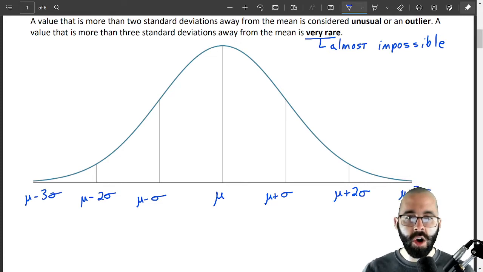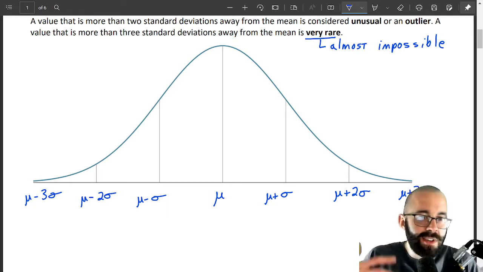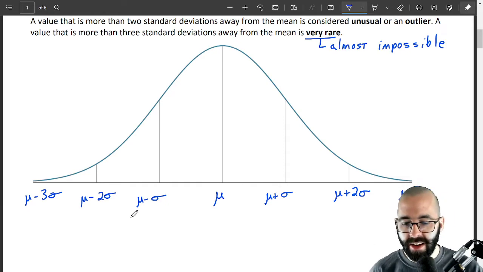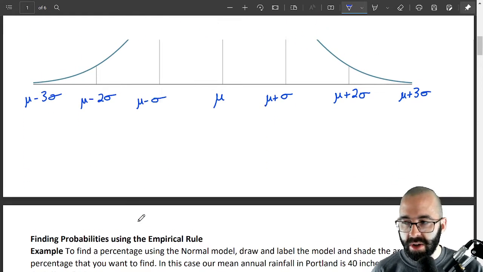So this is what all normal graphs look like. The only difference is plug and play. You're going to have different means. You're going to have different standard deviations, but this is what they always look like. All right. And that is our empirical rule.